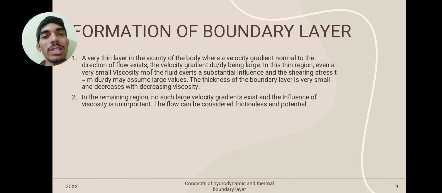The first is a very thin layer in the vicinity of the body where a velocity gradient normal to the direction of flow exists. The velocity gradient du/dy becomes large in this region. Even a very small viscosity μ of the fluid exerts a substantial influence, and the shearing stress τ equal to μ du/dy may assume large values. The thickness of the boundary layer is very small and decreases with decreasing viscosity.